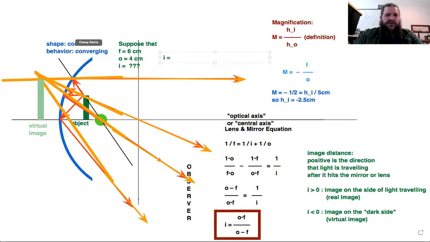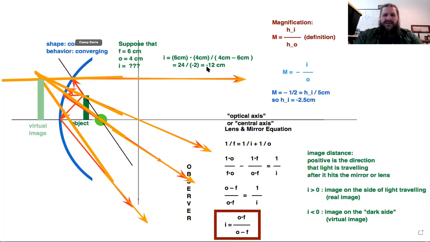I equals O times F, that's 6 centimeters times 4 centimeters, divided by O minus F, that's 4 centimeters minus 6 centimeters. Simplify that, we've got 6 times 4 is 24, divided by -2, so we get -12 centimeters. So that's the image distance, negative 12 centimeters. 12 centimeters from the mirror.